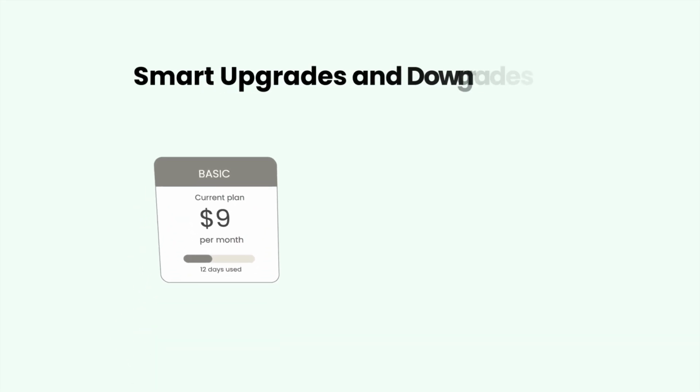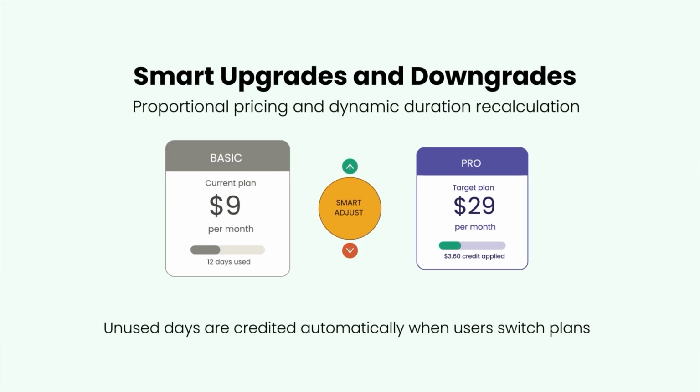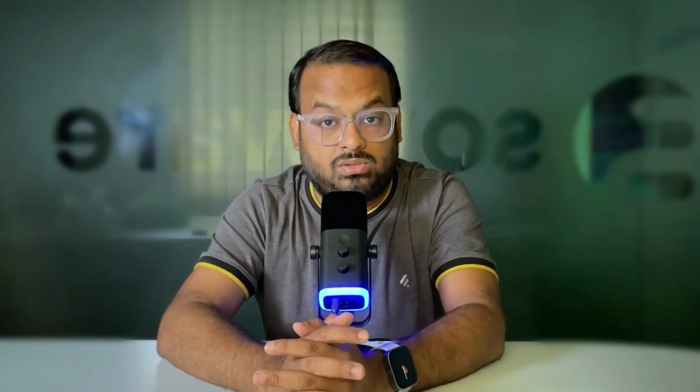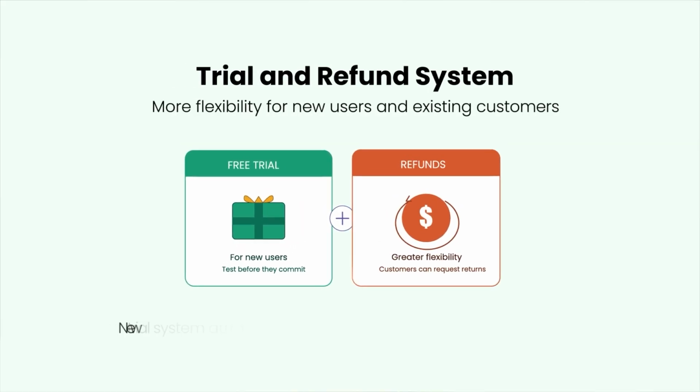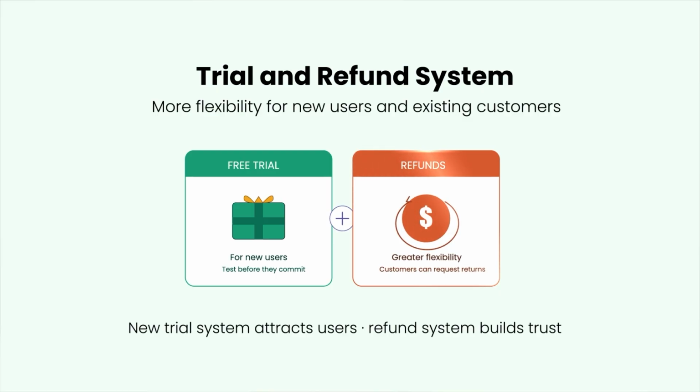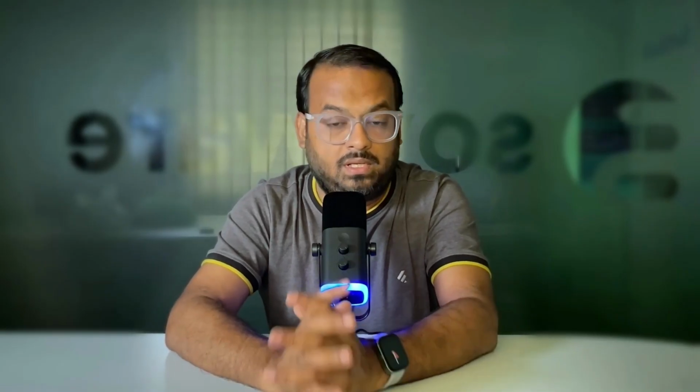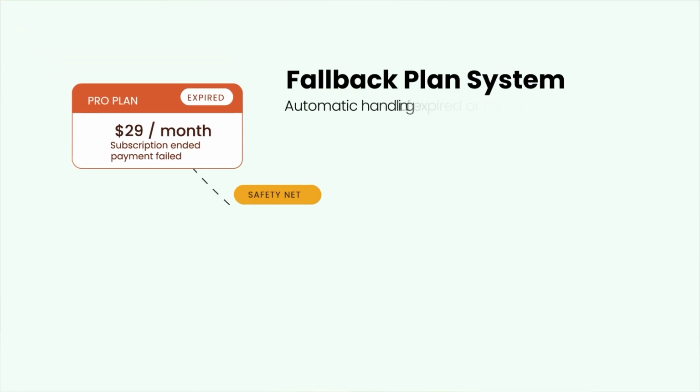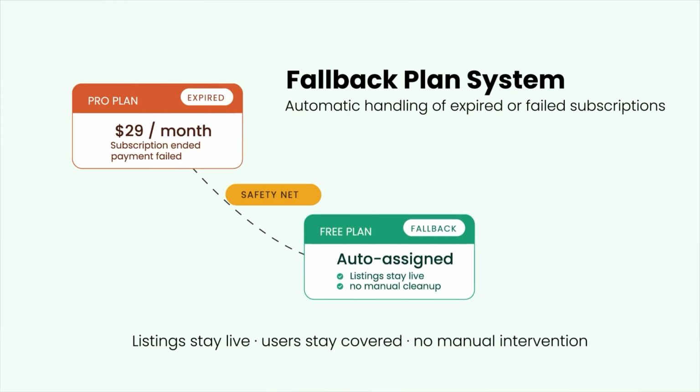Plan upgrades and downgrades are now smarter, with proportional price adjustments and dynamic duration recalculation. A trial system has also been introduced for new users, along with a refund system to provide greater flexibility. Finally, a fallback plan system has been added to automatically handle expired or failed subscriptions.